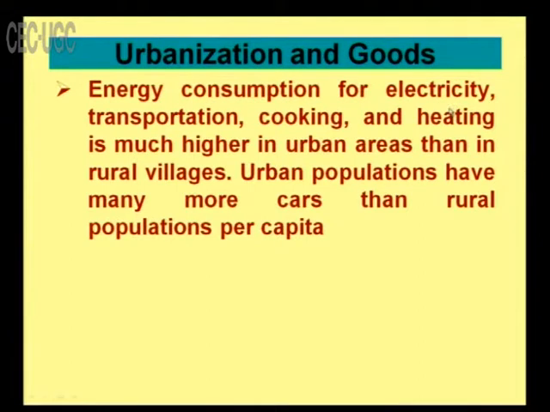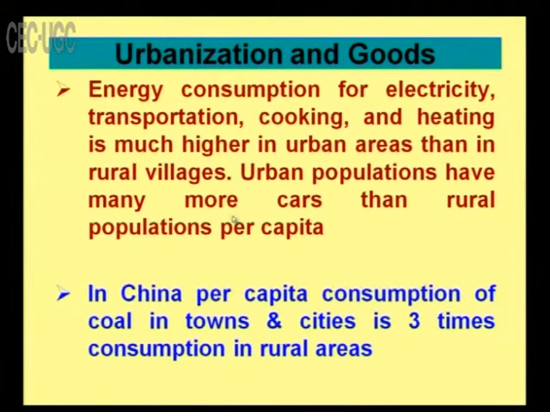And the energy consumption, electricity, transportation, cooking, and heating is much higher in urban areas, and therefore the urban population have many more cars than the rural population per capita. In China, the per capita consumption of coal in towns and cities is 3 times that of the rural area. Therefore, in food, in goods, in energy, in all these ways, the urban population is very much different from the rural population.